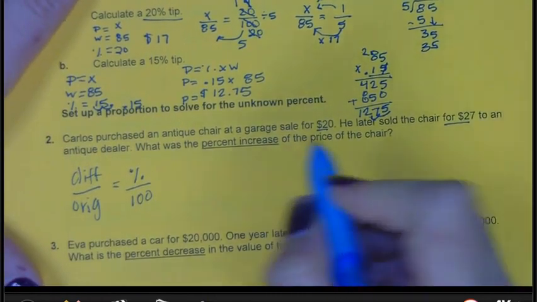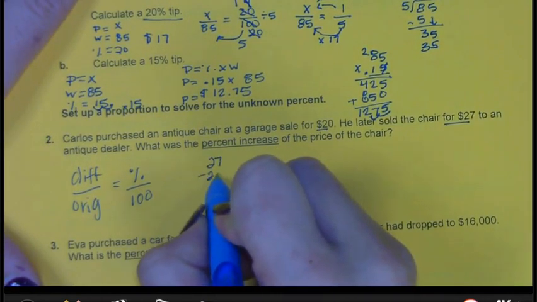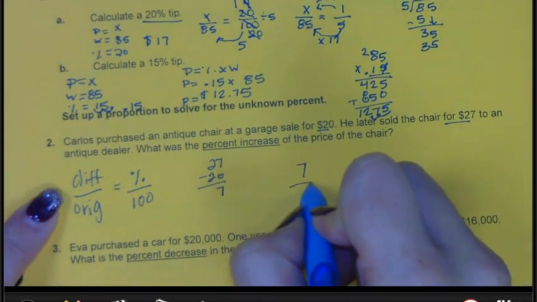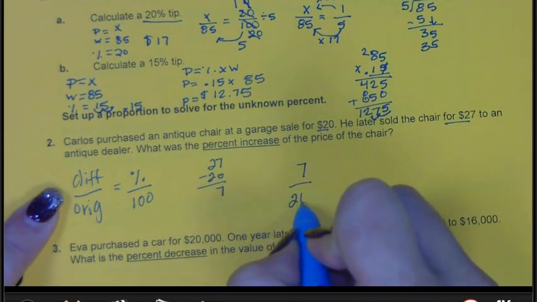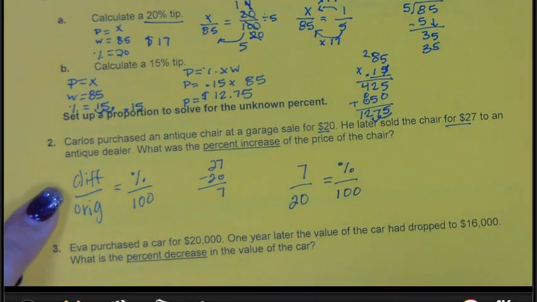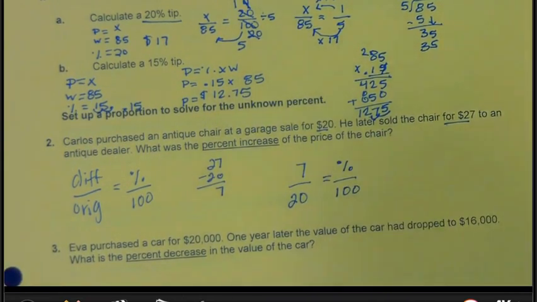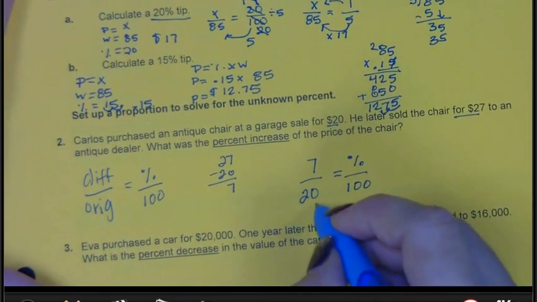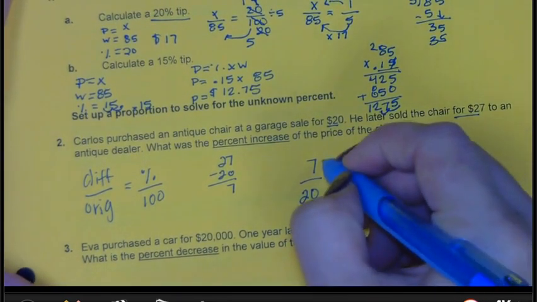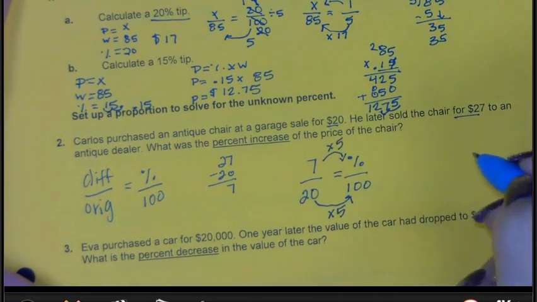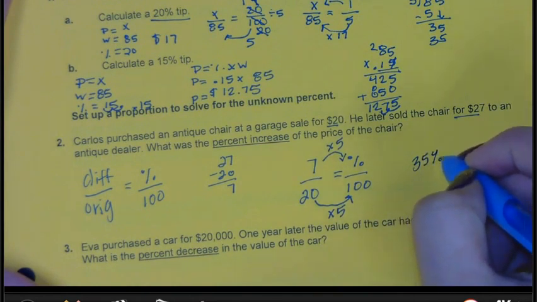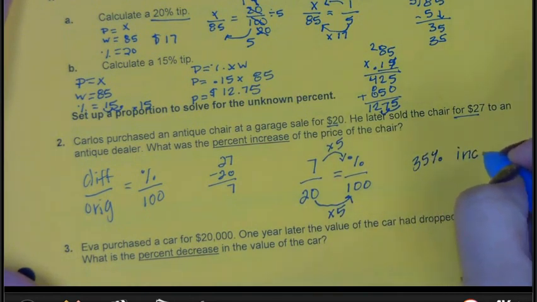So I want to know what is the difference between 27 and 20. So I'm going to subtract the 2 numbers to get 7. So my difference is 7 over the original number, 20, is equal to percent over 100. Okay, well, 7 over 20 cannot reduce, but we can scale 20 up to 100 by 5. And what we do on the bottom, we must do the exact same thing on top. So 7 times 5 is 35. So this was a 35% increase.